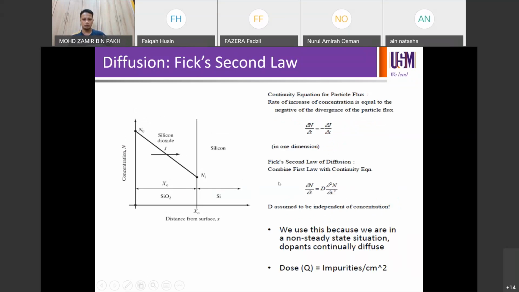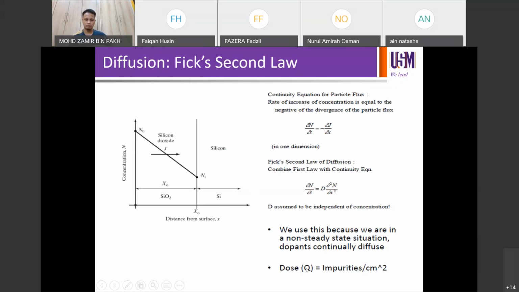So Fick's second law is what combines the first law with the continuity equation. The continuity equation for particle flux says the rate of increase of concentration is equal to the negative of the divergence of the particle flux, so dN/dt equals negative dJ/dx in one dimension. When you combine them, you get dN/dt equals diffusivity times d²N/dx². You're going to see later on when we use the equation to do the calculation, right?